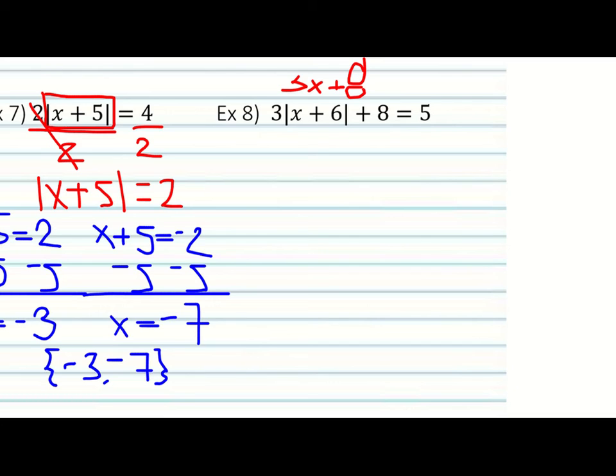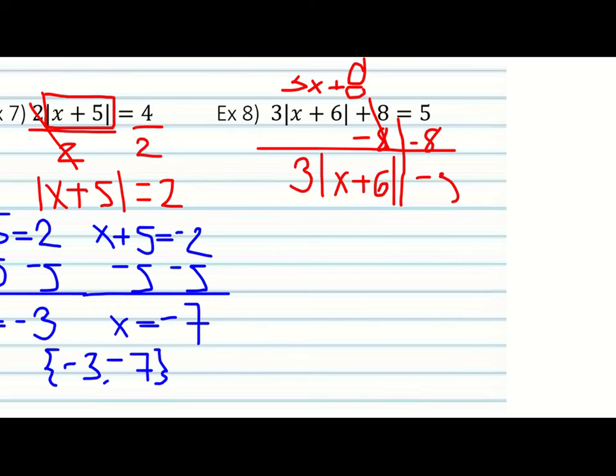If this said 3x plus 8, think about what you would do to get x by itself first. Would you remove the 3 or would you remove the 8? If you said remove the 8, you would be correct. So to solve this absolute value equation, we're first going to get rid of the 8. So we'll get rid of the plus 8 by subtracting 8 on both sides. So when I subtract 8, I'm going to be left with 3 times the absolute value of x plus 6. And 5 minus 8 is negative 3.